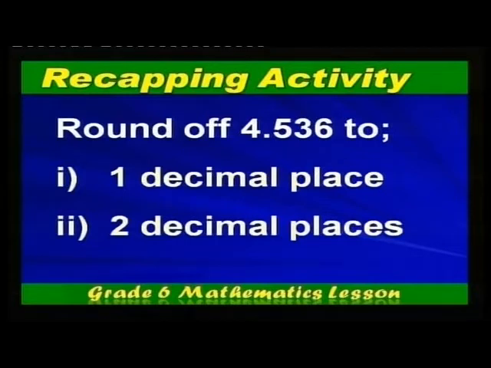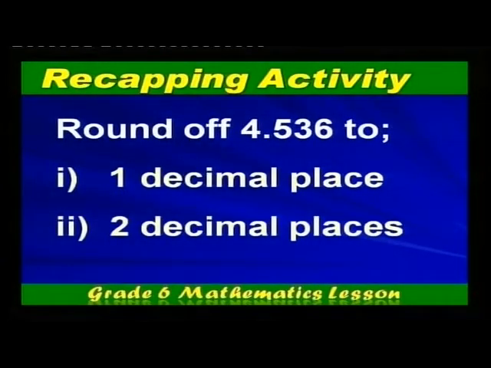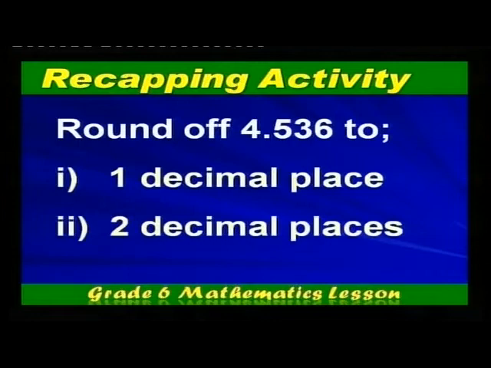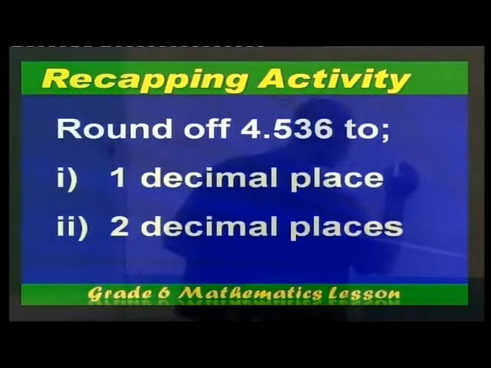Now, how about the next one? The same number, but this time to two decimal places. Let's have Milika. Milika? The same number, but to two decimal places. What is 4.53621 to two decimal places? 4.56.